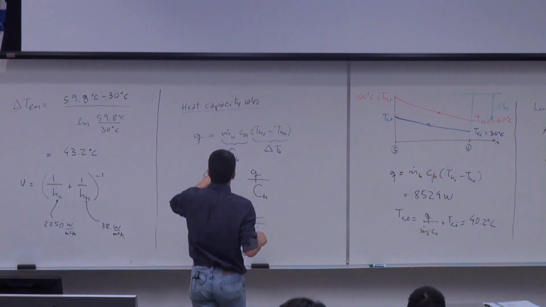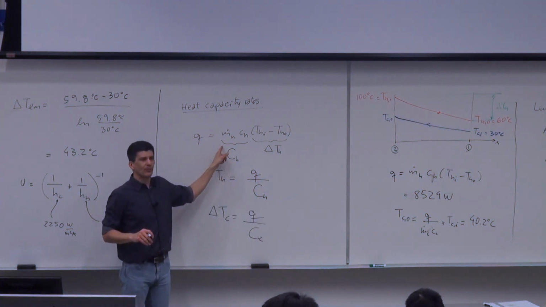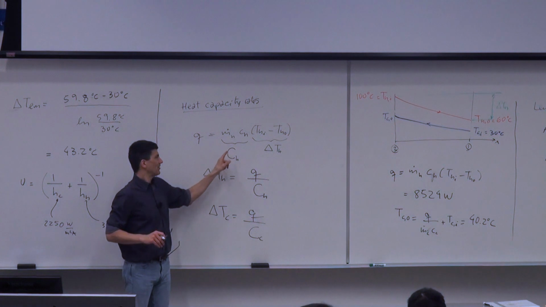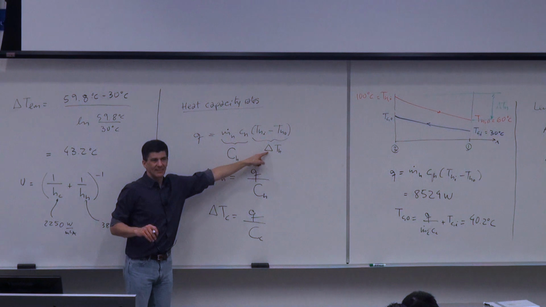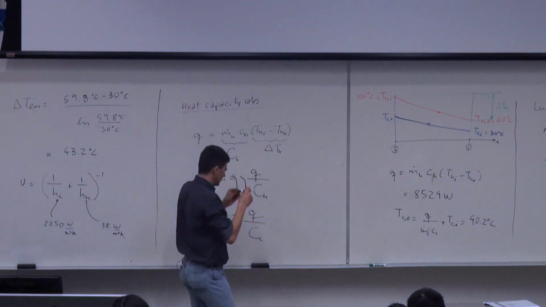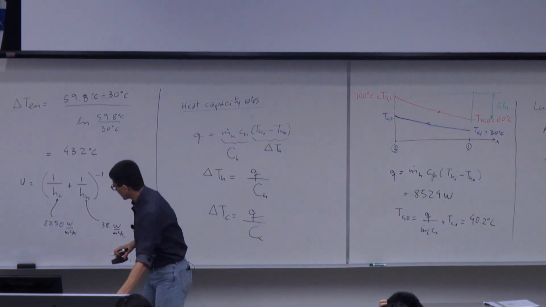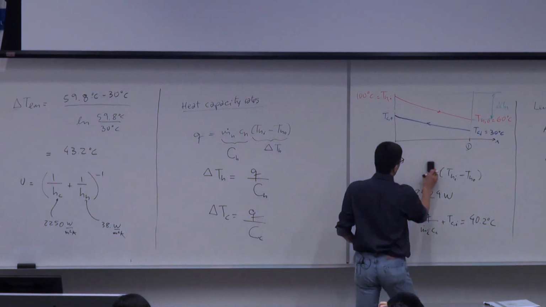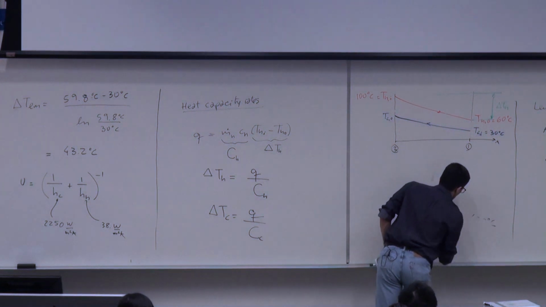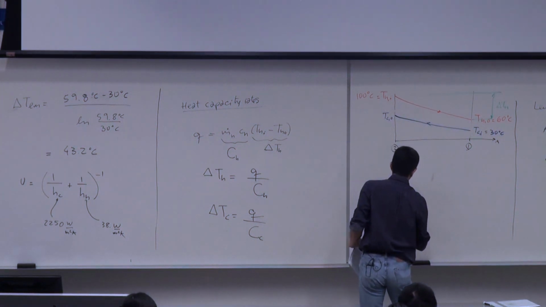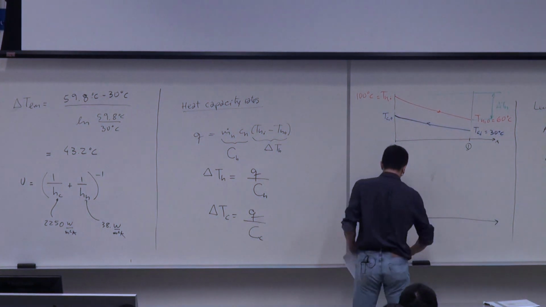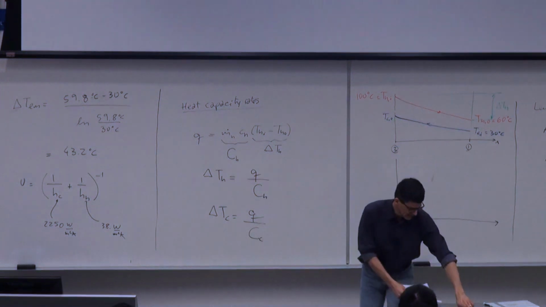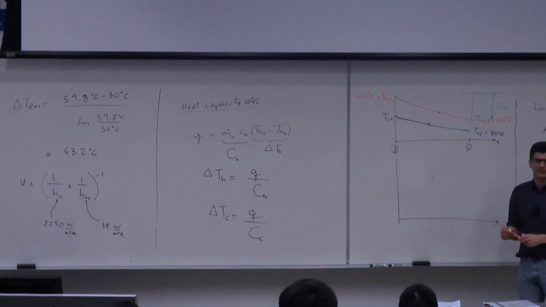So if I'm having a condenser or a boiler, this is essentially infinite. And this is 0. So what would this heat exchanger look like? What would a heat exchanger look like if I'm condensing?